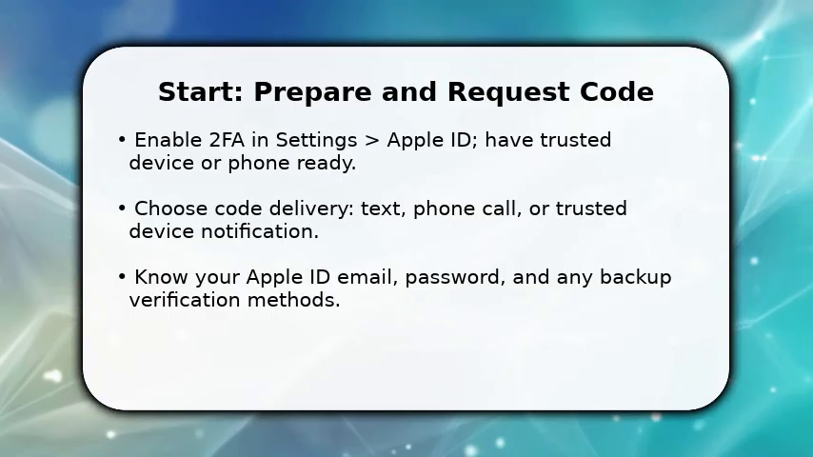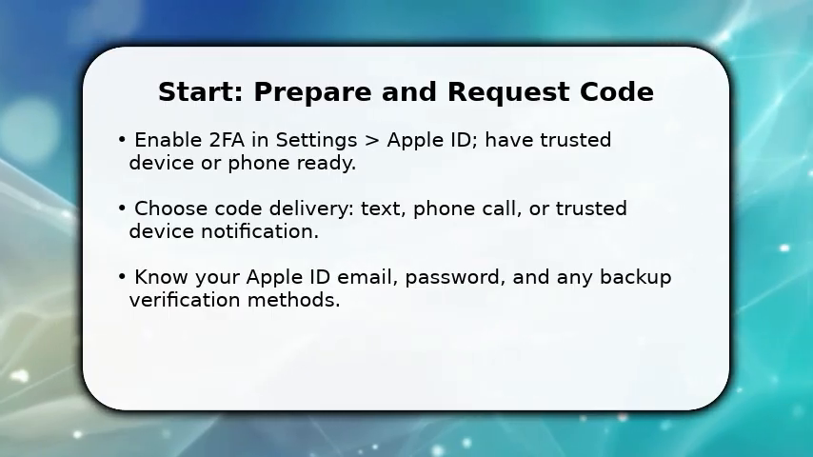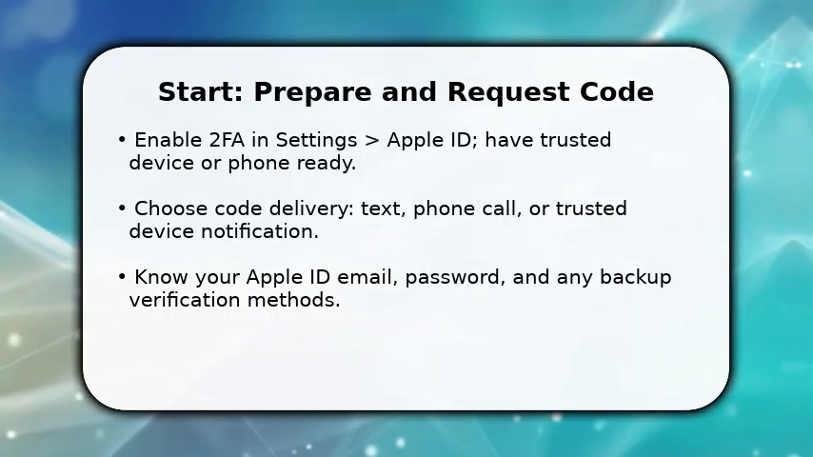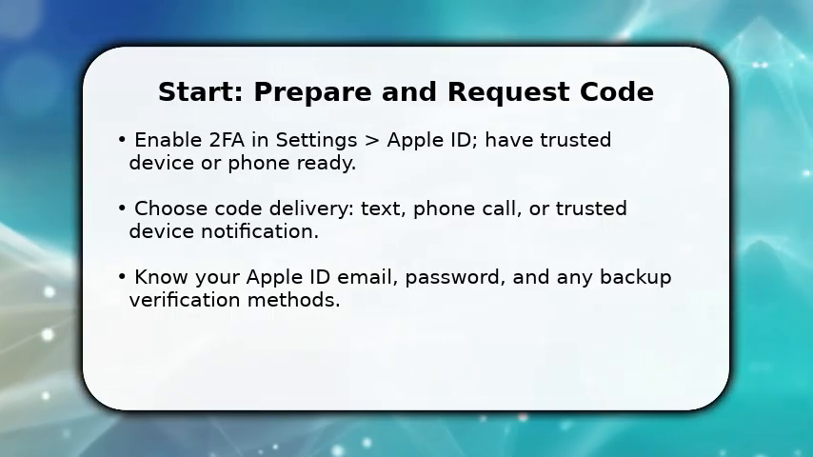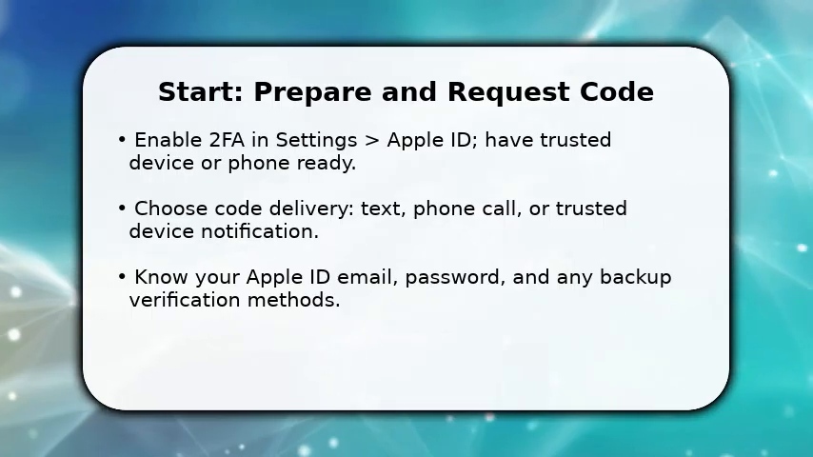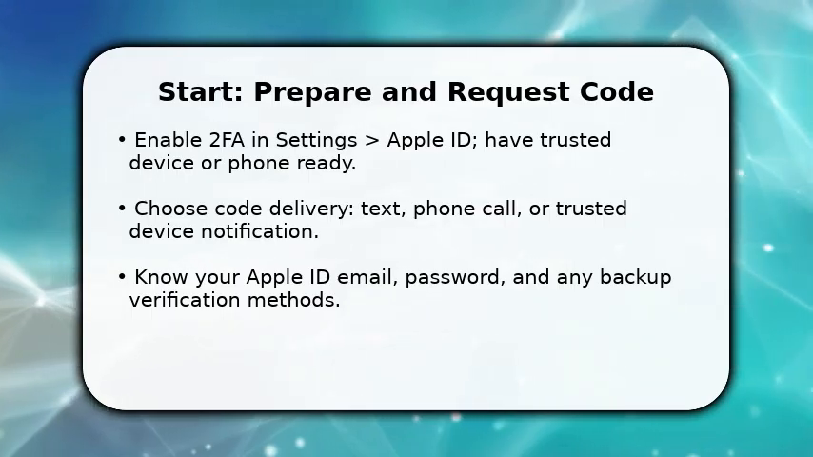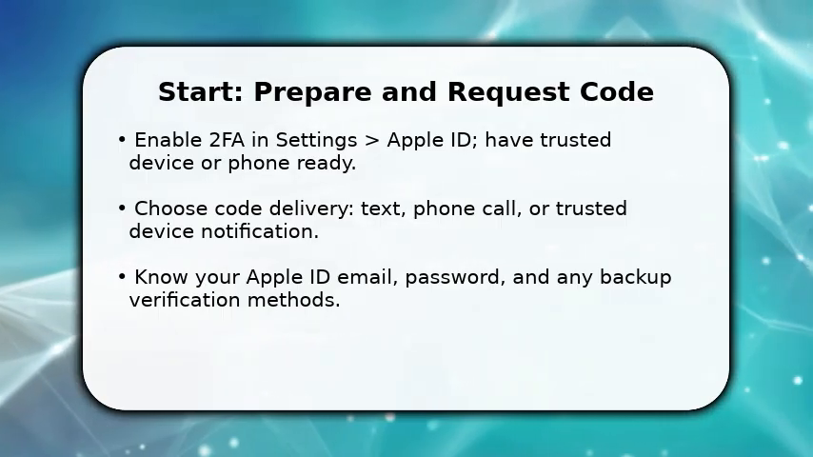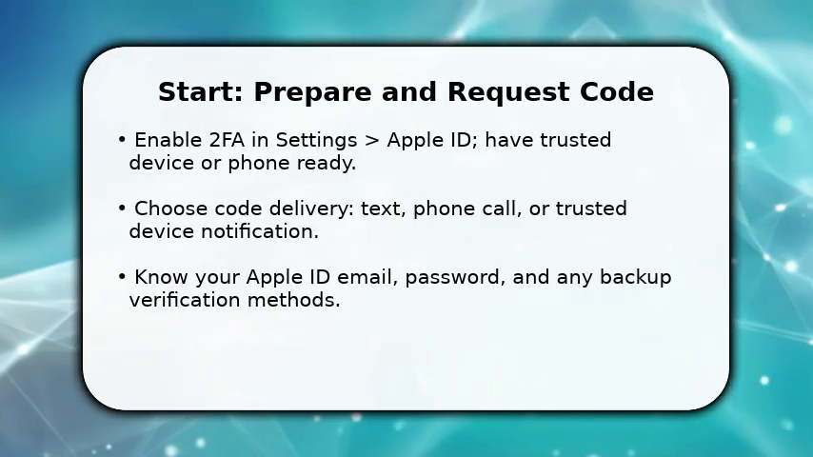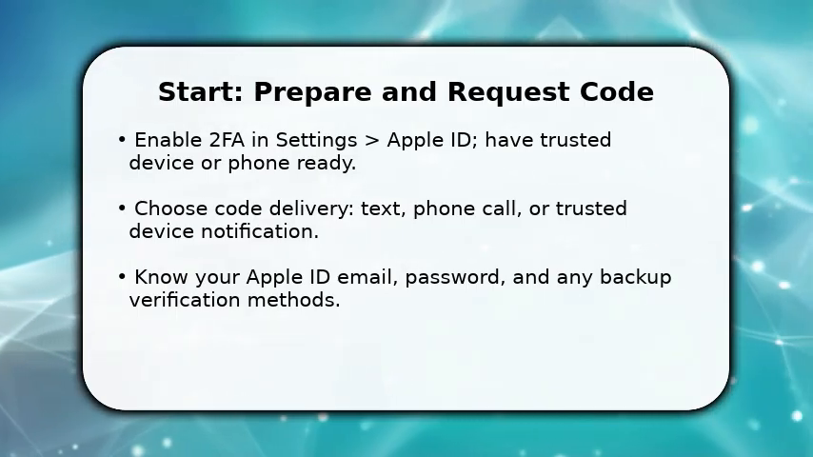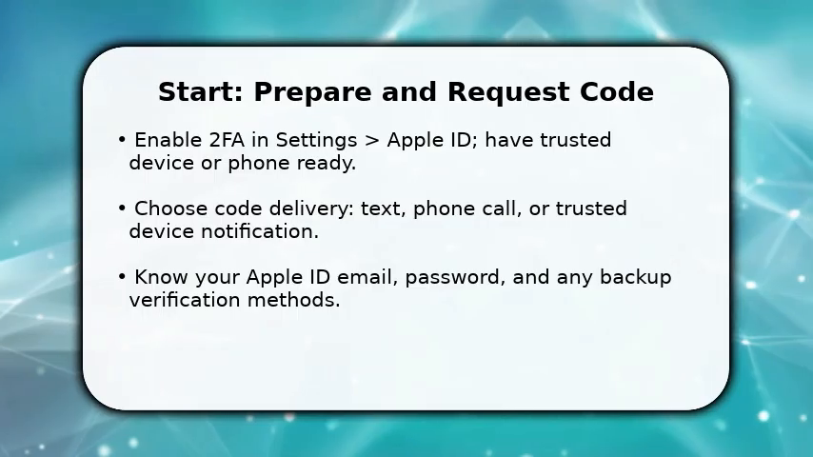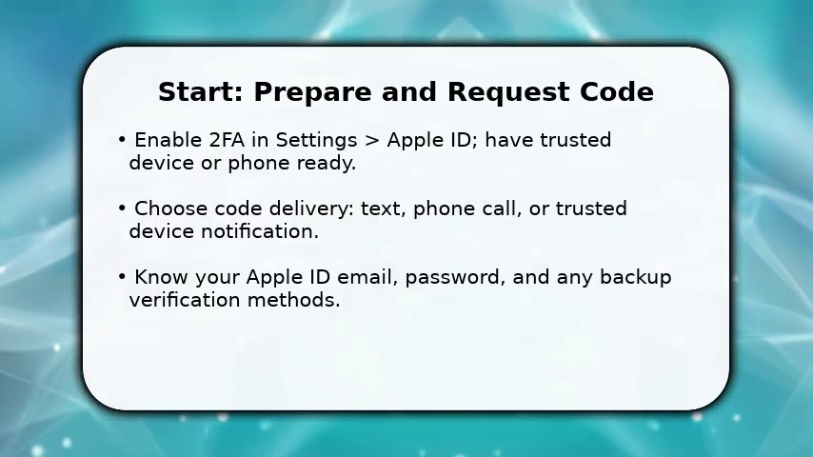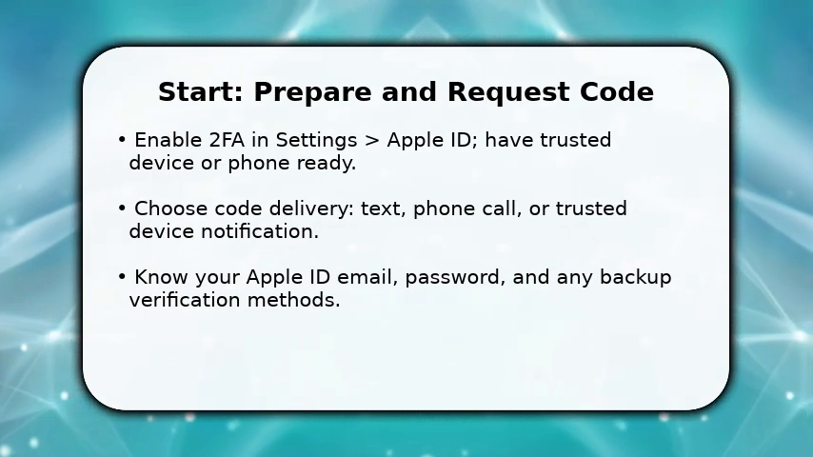You begin by confirming two-factor authentication is active and that you have a trusted device or phone number available. Enter your Apple ID and password, then request a verification code via text, call, or from a trusted device. Once requested, watch the trusted device or SMS carefully. Codes expire quickly, so act immediately. If you control multiple trusted devices, pick the quickest path. Make sure to note which delivery method you chose to avoid confusion in the next step.